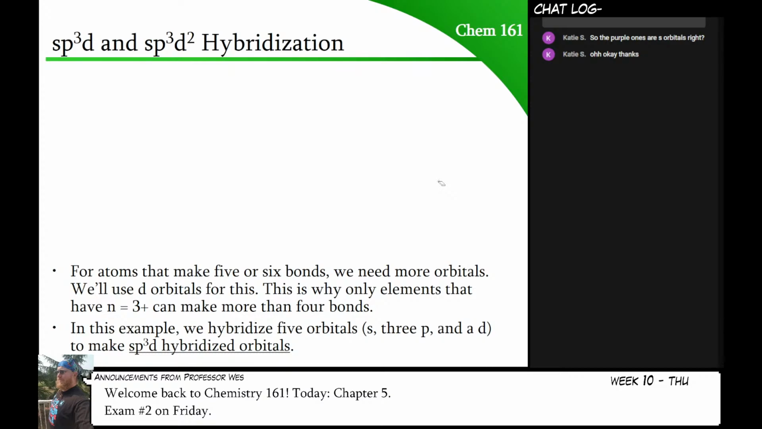All right, so for anything that makes 5 bonds, we need to have 5 unpaired electrons. So we're going to do the following. I need to have d orbitals available to do this, which means that the requirement for elements that want to make 5 or 6 bonds is that they must be in n equals 3 or higher, because you need to have n equals 3 to be accessing d orbitals.